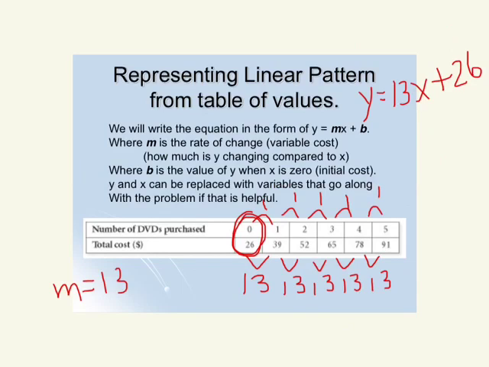And now I check this. If I plug in 1, 13 times 1 is 13, plus 26 is 39, and it checks. And I could check it for all of them. So there's my equation for that linear pattern.